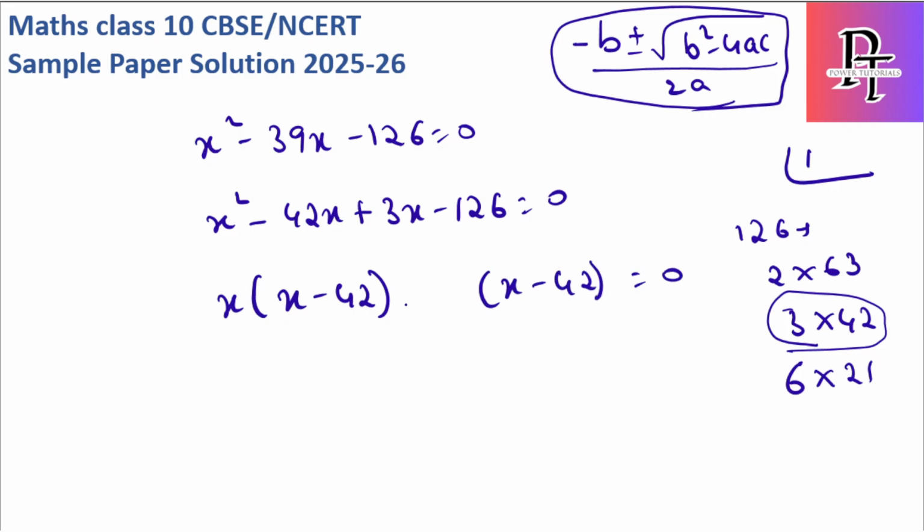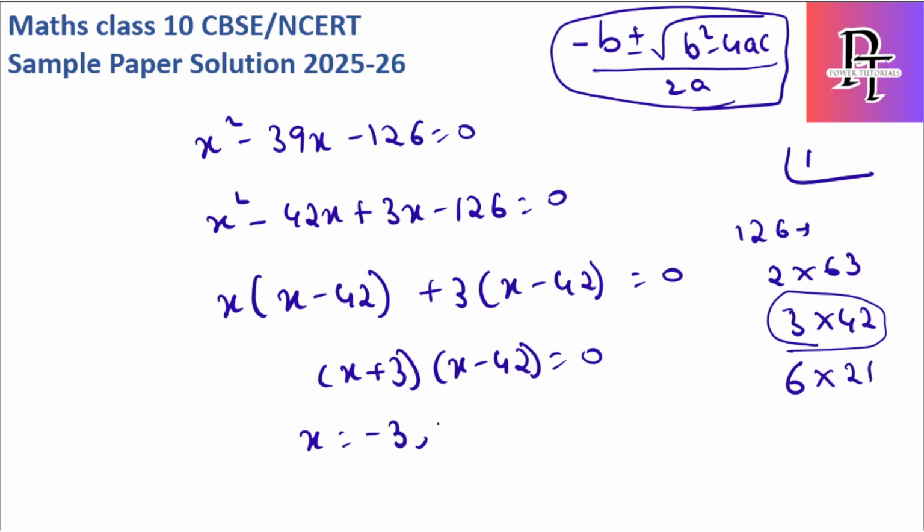Now see what you have to multiply to get this term. It is just plus 3, so I will get plus 3. So we got two factors, x plus 3 into x minus 42 is equal to 0. The speed values I got are minus 3 and 42. Speed cannot be negative, so the only option is 42 kilometers per hour.